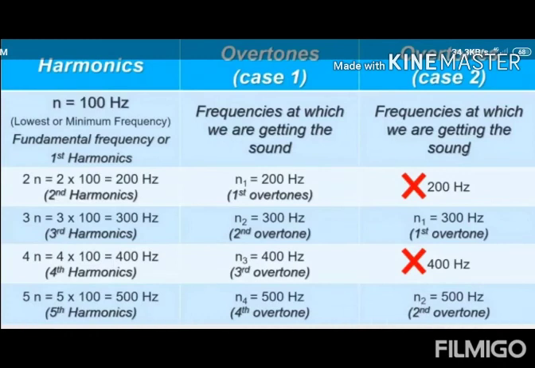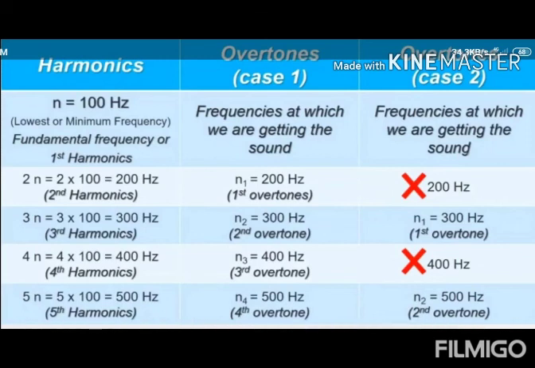Similarly, to understand the concept of overtone, as we know, the term overtone is used to represent higher frequencies of sound, greater than the fundamental frequency. The first higher frequency after the fundamental frequency is called the first overtone. Therefore, here n equal to 100 Hz is the fundamental frequency. When we talk about overtones, the frequency should be greater than the fundamental frequency. Therefore, n1 equal to 200 Hz will become the first overtone.